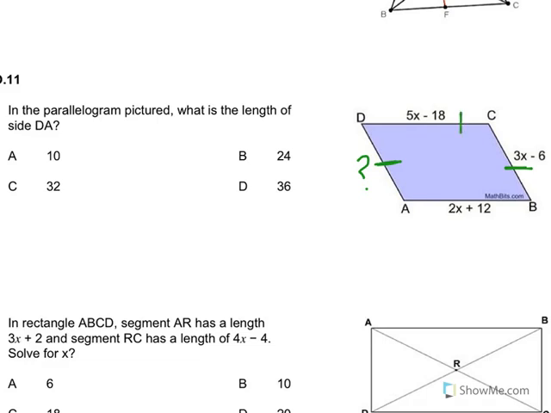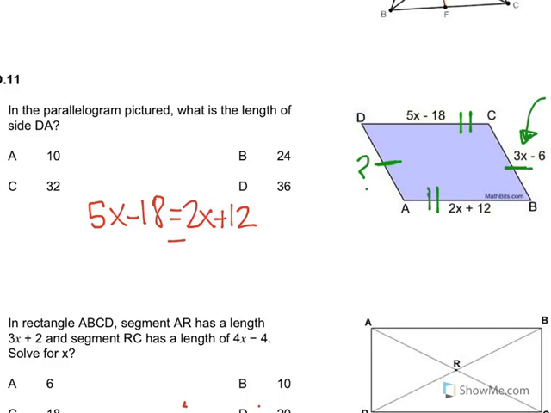I also know that this side length is the same as this side length because opposite sides are congruent. So I'm going to use DC and AB to solve for x, and then I can plug x back in this side. Because DC and AB are congruent, they're equal to each other, they're the same length, I can set them equal and solve for x.